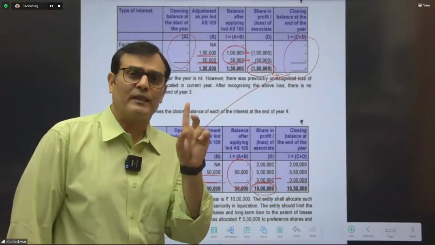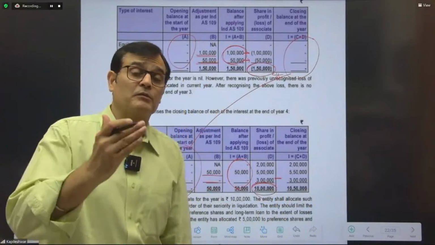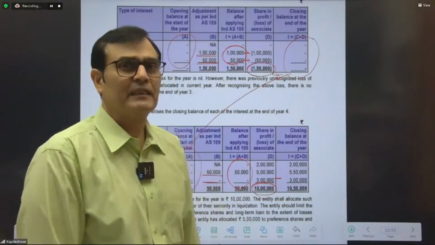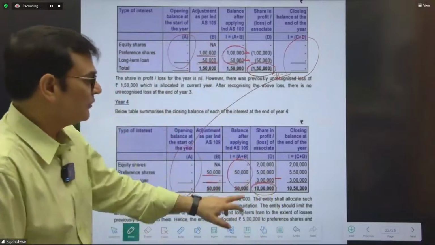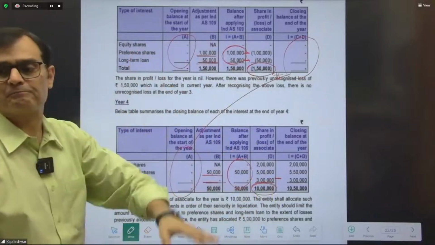Go back to year number 1, year number 2, year 3, and see how much losses was given to the loan holders in years 1, 2, 3. So you gave them 3 lakhs. So first give him 3 lakhs back.